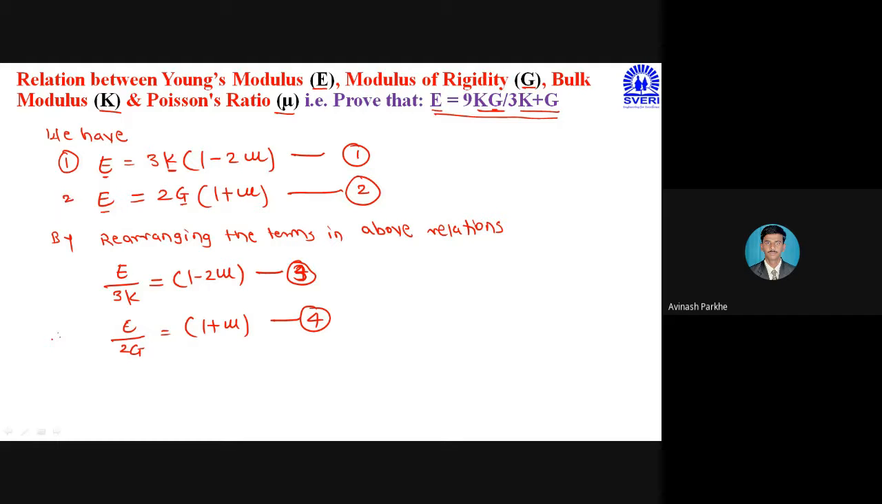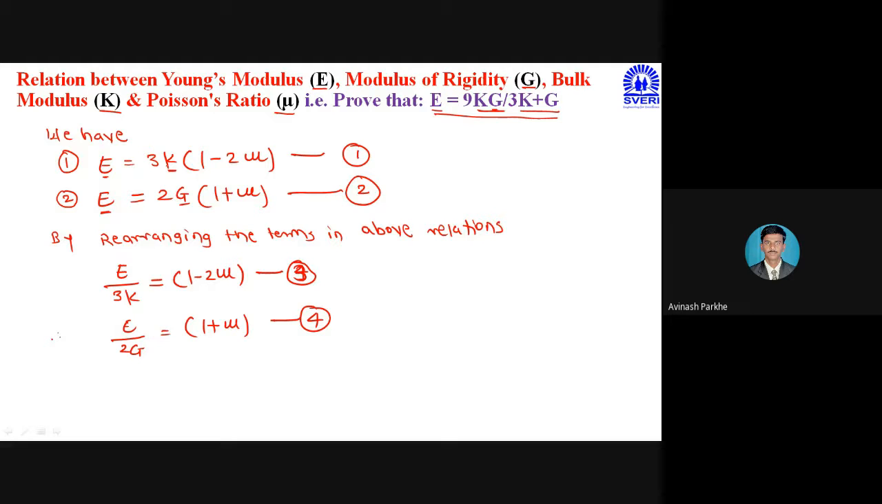Then the second derivation also we have discussed in the last lecture. That is, the relation between Young's modulus E and modulus of rigidity G. So E is equal to 2G in bracket 1 plus mu. This is equation number 2. Now for your further derivation, I will make some rearrangement in equation number 1 and equation number 2.